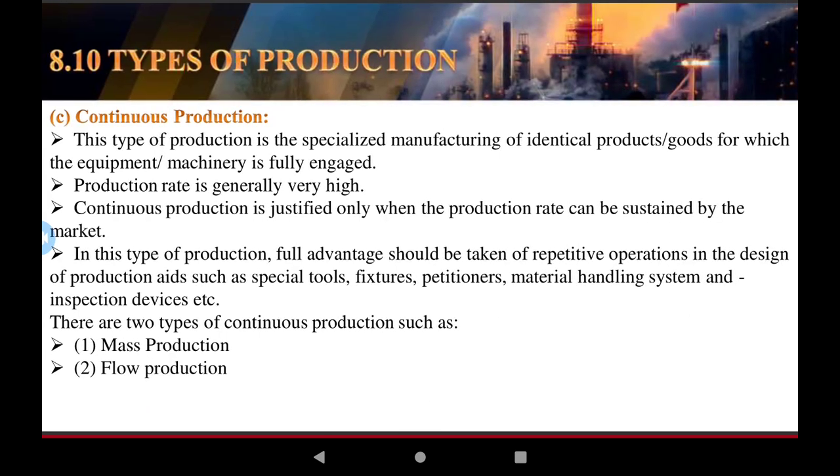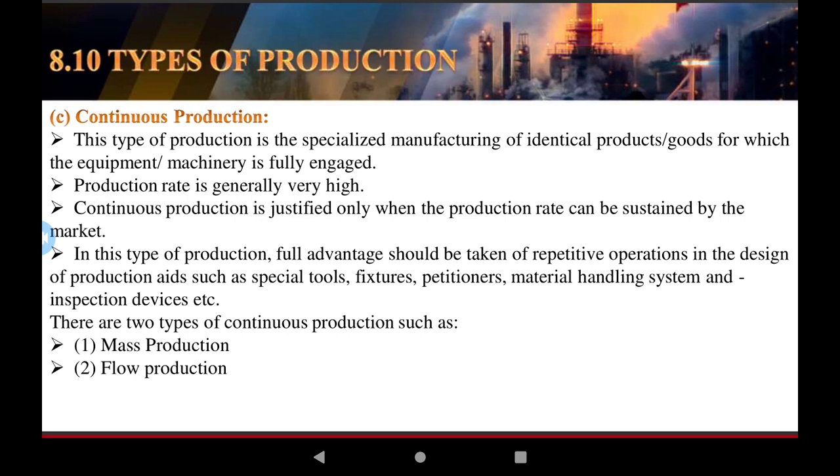Continuous production is the specialized manufacturing of individual goods, which requires machinery and full engagement. This is a very high production system, and the production rate is generally very high. The production of the product is in very large quantities.